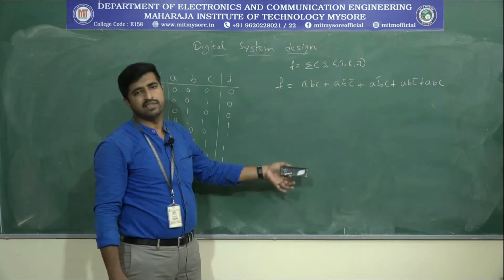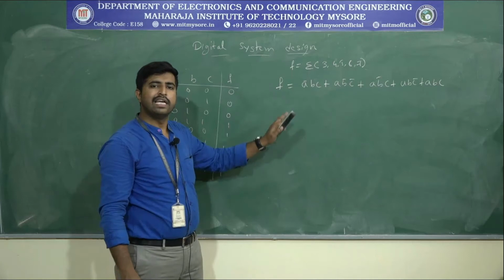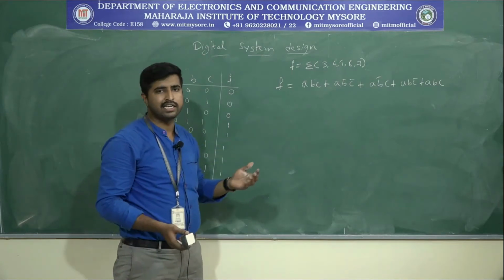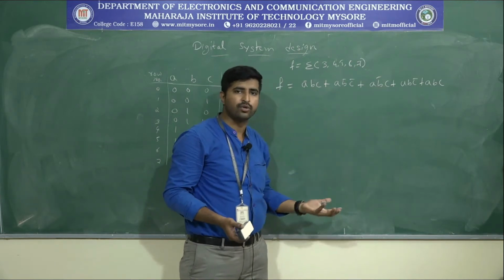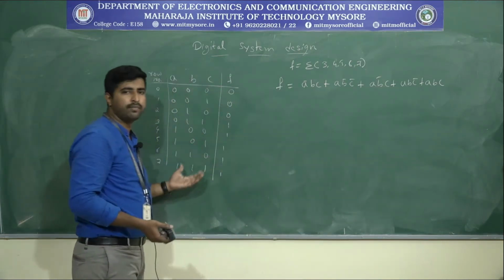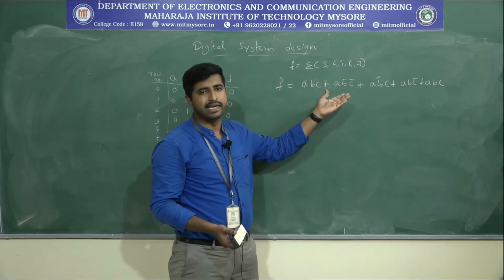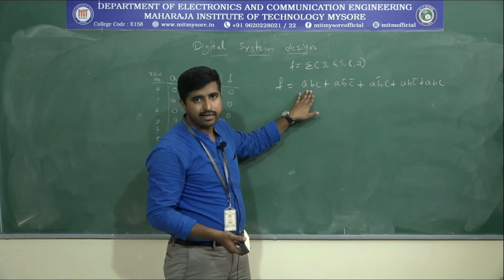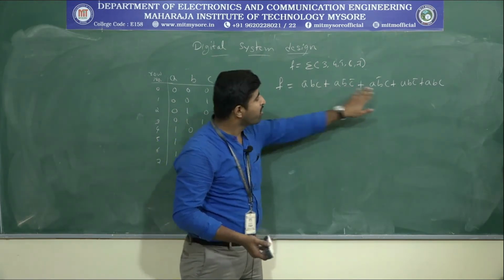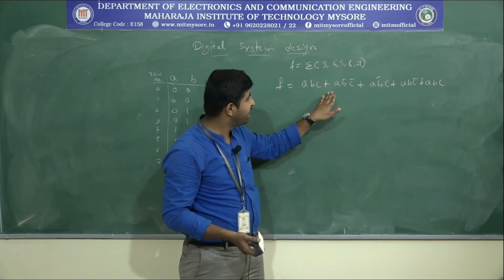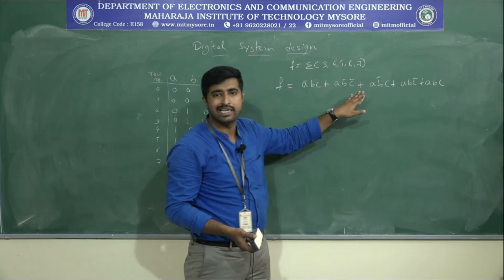Now we need to simplify this one. Yes, we need to simplify, as already said. To implement this equation we need a logic circuit to realize this truth table, and that needs a larger number of logic gates. Here we need 3-input AND gates, five AND gates in all, and we need OR gates, 1, 2, 3, 4 OR gates.